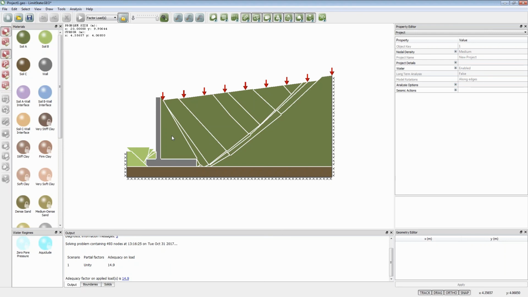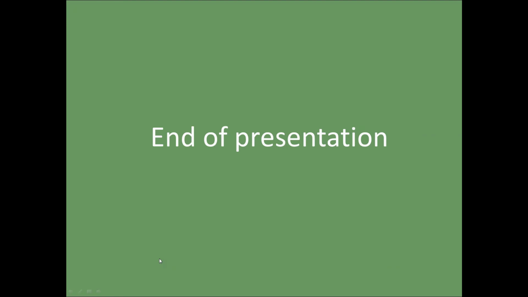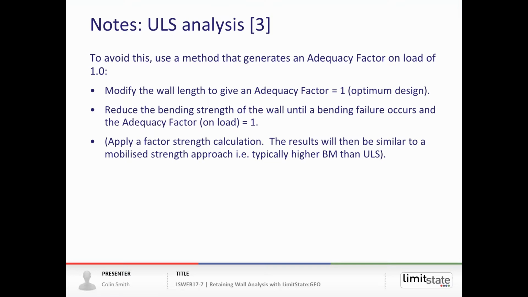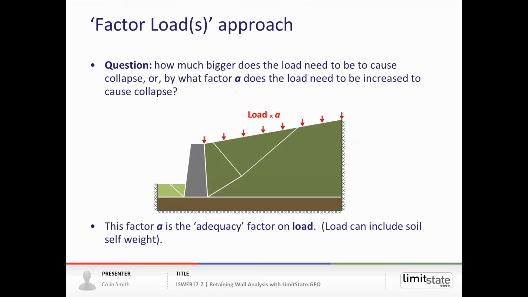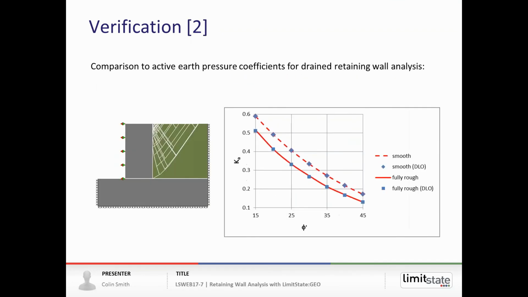I've got a question: have I followed the Caquot and Kérisel method to find the pressure coefficients for Eurocode 7 calculations? That might refer back to the PowerPoint. Let me go up to these graphs. Yeah, these graphs here. So again, the software doesn't know that it's solving a retaining wall problem. All it knows is it's solving a collapse problem, and it's finding the optimal mechanism for collapse.